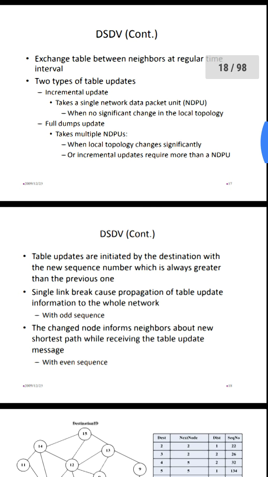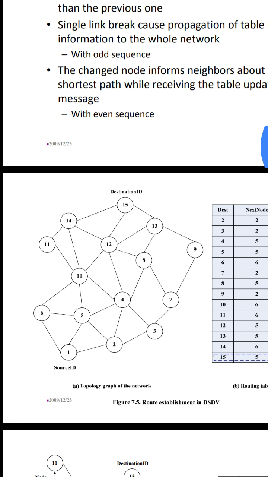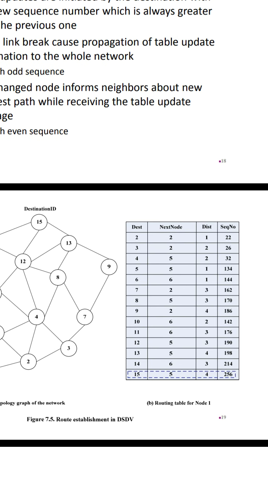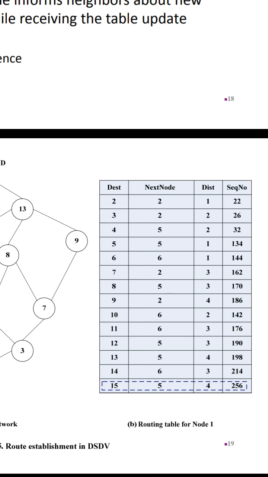So the operation is discussed here by seeing this diagram. This is one of the ad hoc wireless networks. In this ad hoc wireless network, the source ID is 1 and the destination ID is 15. Suppose the packet has to reach from source ID 1 to destination ID 15. So source ID 1 maintains the distance and sequence number.